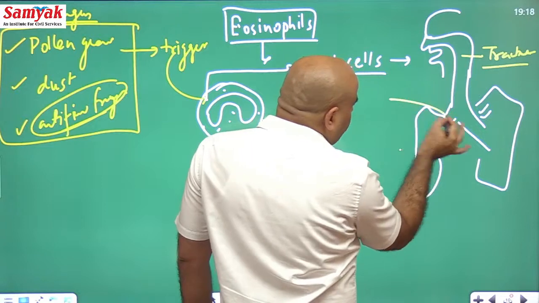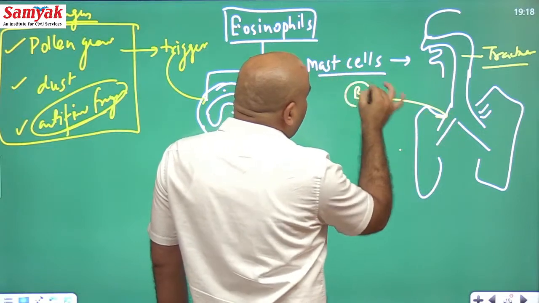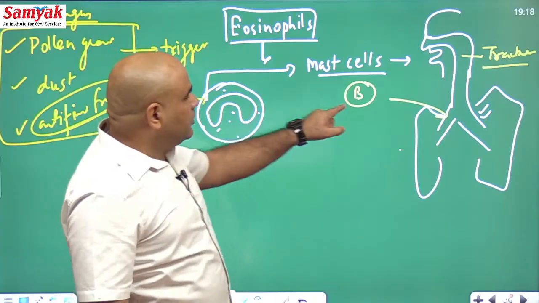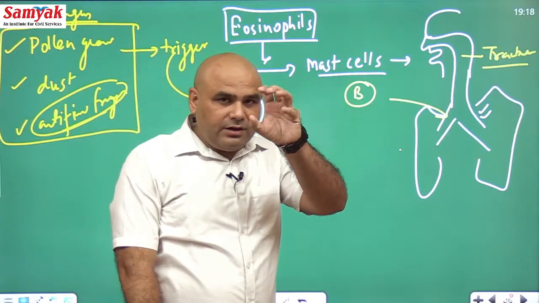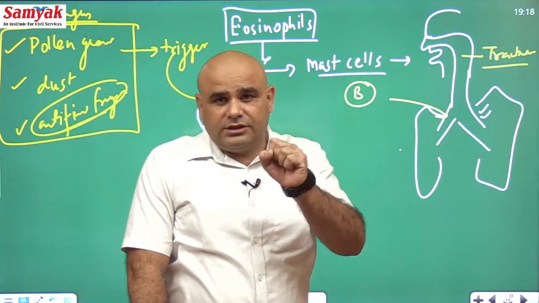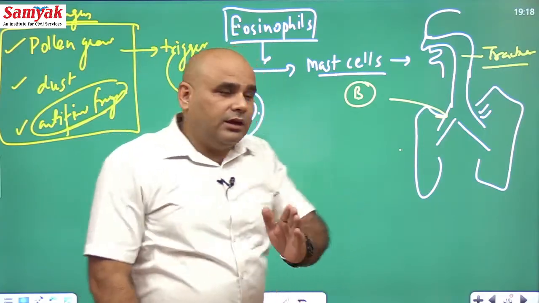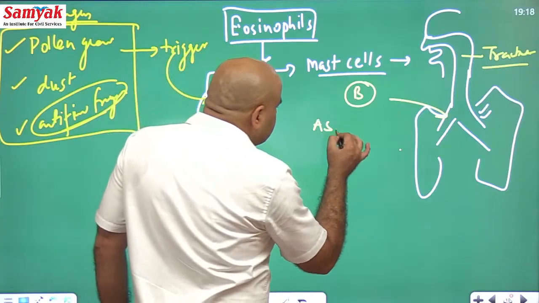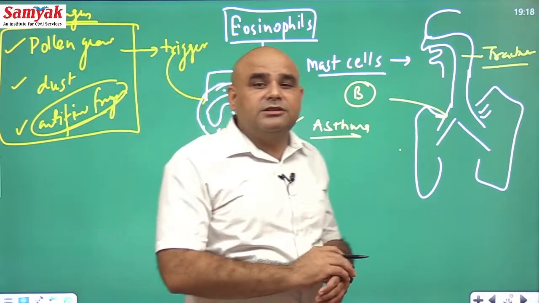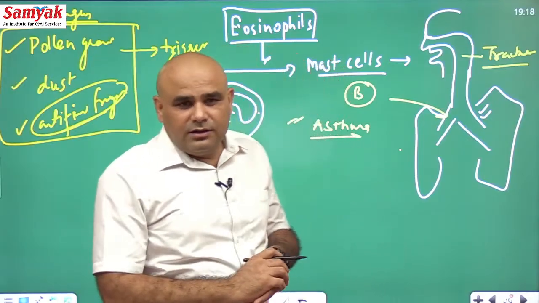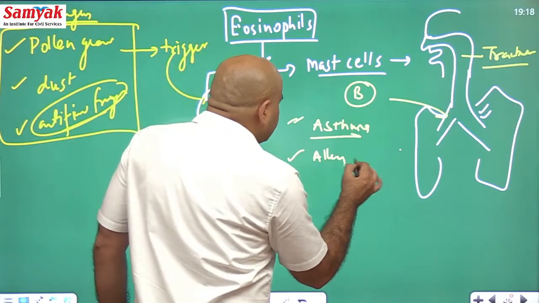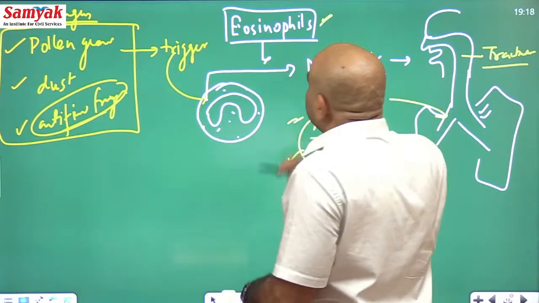Then after there are branches of trachea, they are named as bronchi. So always remember, by the action of eosinophils, bronchi will be constricted. This bronchi constriction or bronchoconstriction will lead to an issue which is named as asthma. Got it? So asthma, then after all type of allergies, they are associated with eosinophils.